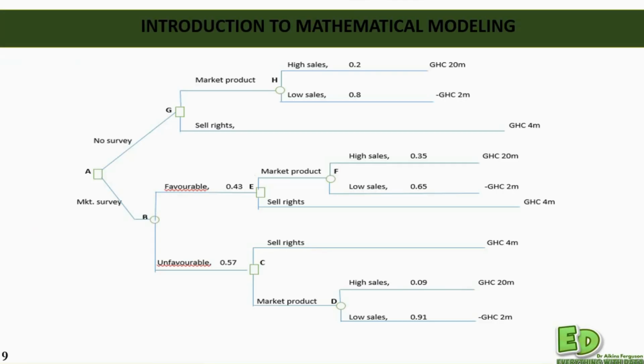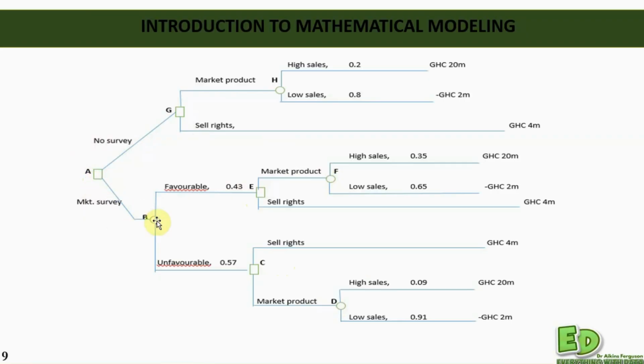You should have something like this, which is node A here to node H, right? So you could say node 1, node 2, node 3, node 4 here, node 5, node 6, node 7, node 8, right? Based on the information you have, you should have that. The decision is to do a market survey or no survey, right? That is our decision. That is the reason why it's a square node here.